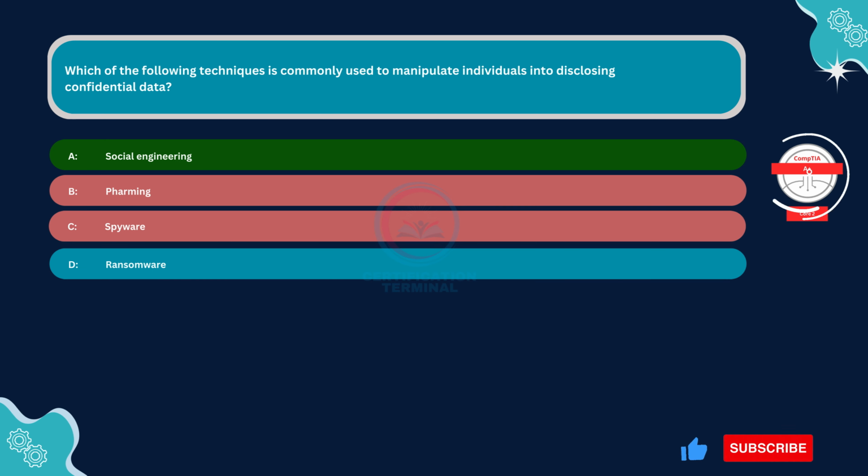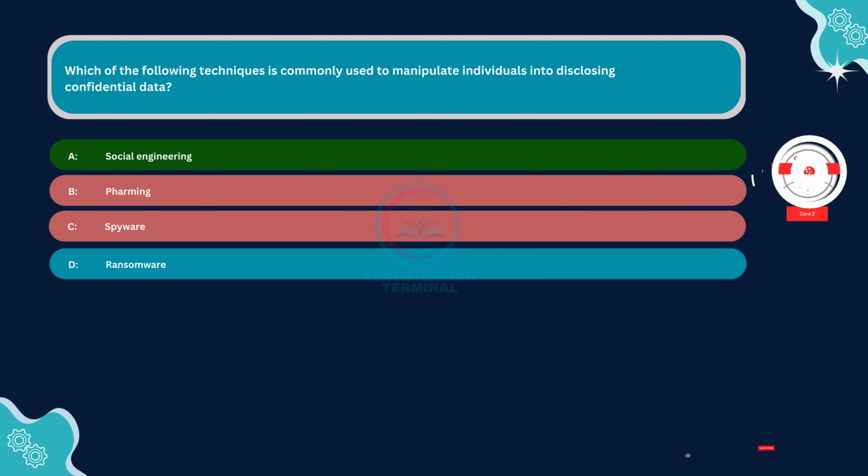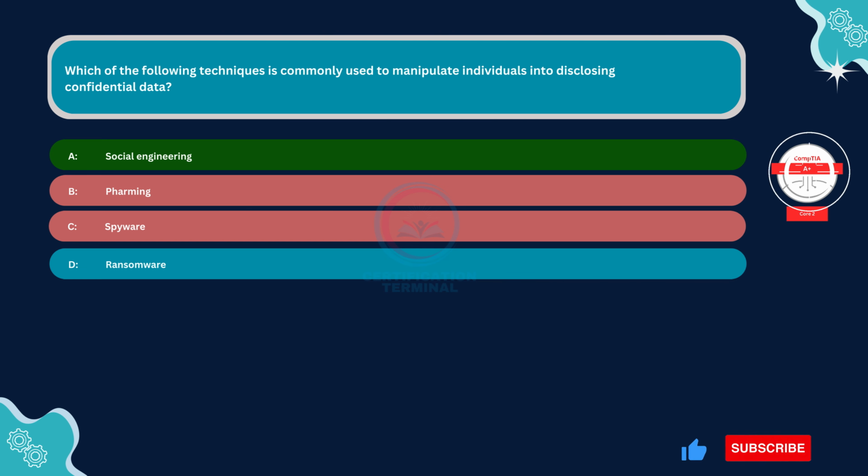Option C, spyware, is incorrect. Spyware is a malicious software that secretly gathers information about a user's activities without their knowledge or consent. While spyware can capture confidential data from infected devices, it does not directly manipulate individuals into disclosing information, as social engineering does. Option D, ransomware, is incorrect.